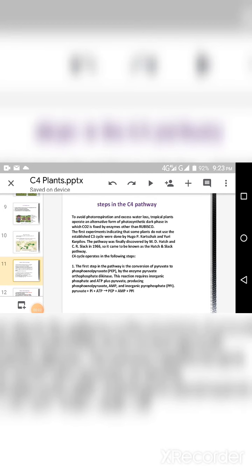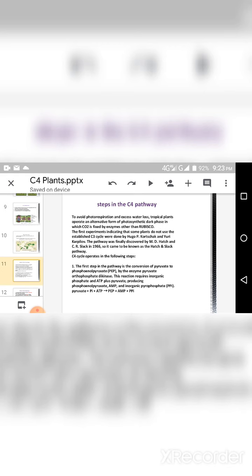Steps in the C4 pathway. To avoid photorespiration and excess water loss, tropical plants operate an alternative form of photosynthetic dark phase in which carbon dioxide is fixed by enzymes other than Rubisco. That is, in the leaf mesophyll cells, the enzyme Rubisco is absent, and here carbon dioxide is fixed by a different enzyme, which is PEP carboxylase, phosphoenol pyruvate carboxylase.